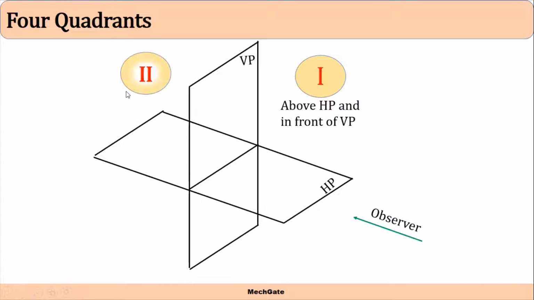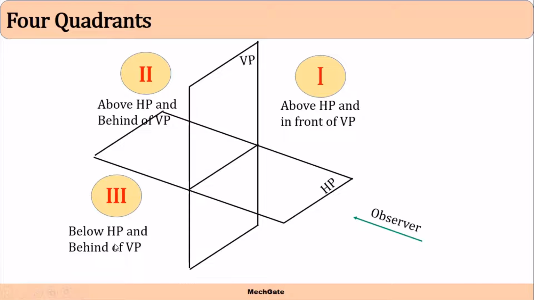Similarly, if the object is in the second quadrant, it is above HP and behind VP, and if the object is in the third quadrant, it is below HP and behind VP, and if the object is in the fourth quadrant, then it is below HP and in front of VP, right? To view an object lying in the second and third quadrant, the vertical plane must be transparent. Only then can one view the object, right?